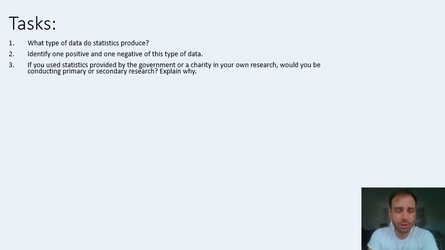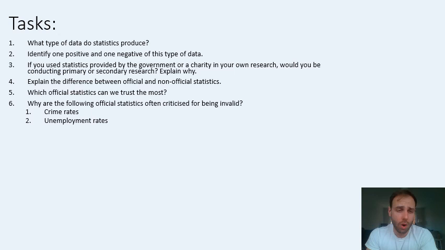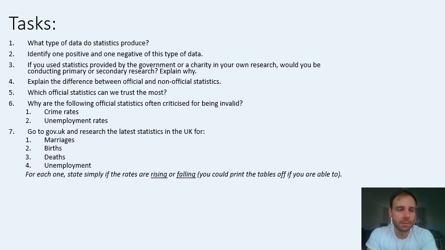Question 3, if you used statistics provided by the government or a charity in your own research, would you be conducting primary or secondary research? Explain why. Question 4, what is the difference between official and non-official statistics? Question 5, which official statistics can we trust the most, i.e. which are the most valid without having to do any digging? Number 6, why are the following official statistics often criticised for being invalid or maybe less than 100% trustworthy? Crime rates, unemployment rates.